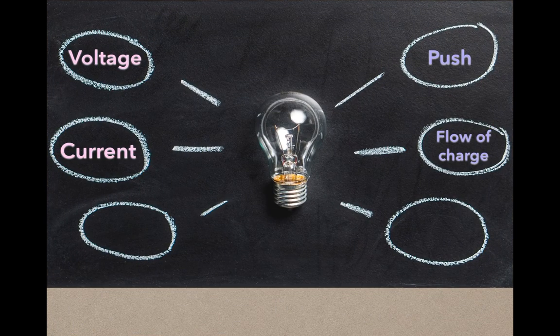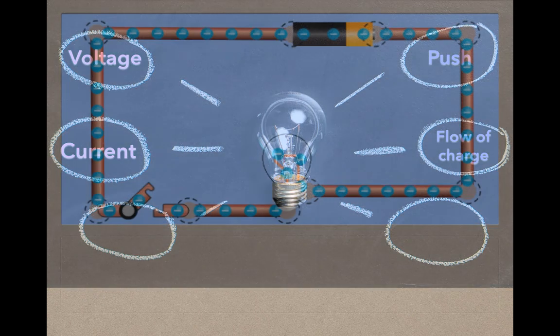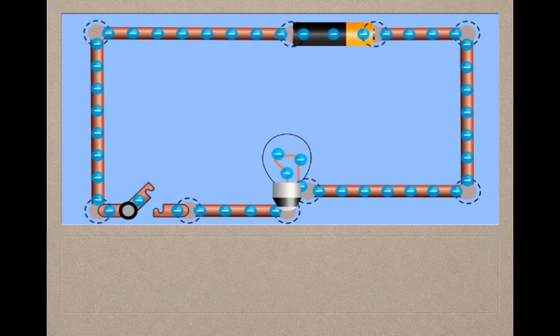Okay, so let's have a quick look at voltage and current again, but in this case we'll look at an applet. This is a PHET applet. So I'm going to set up a circuit like this. At the top we have a battery, that's the orange and black object. We have a bulb towards the middle at the bottom, and we have a switch towards the bottom right.